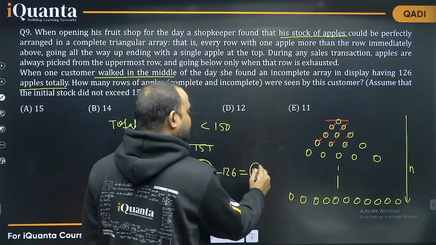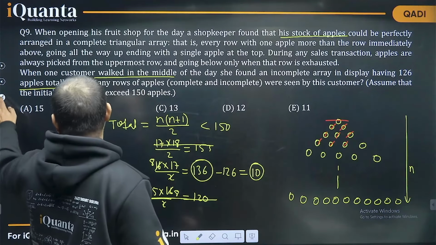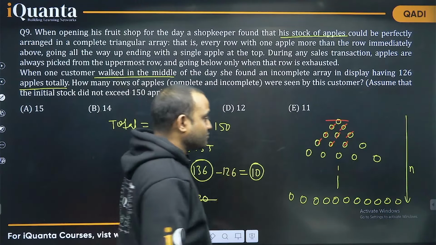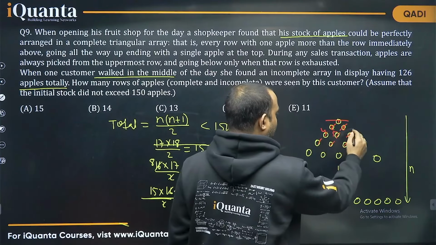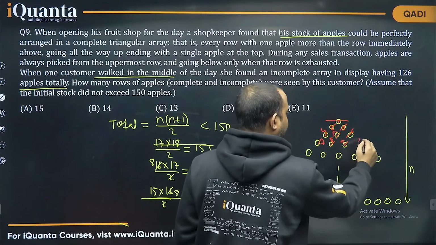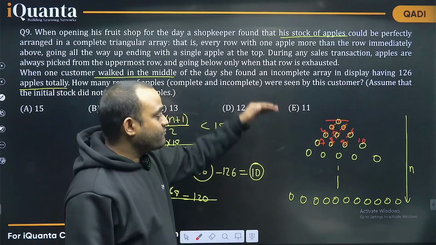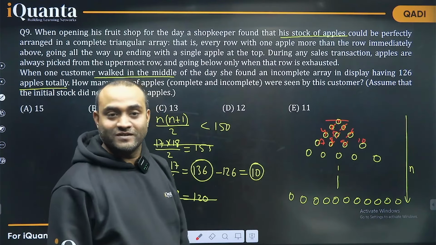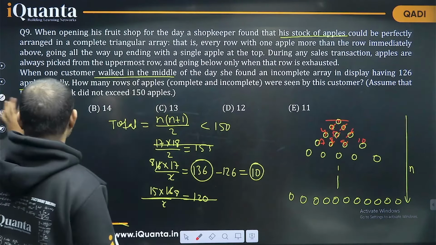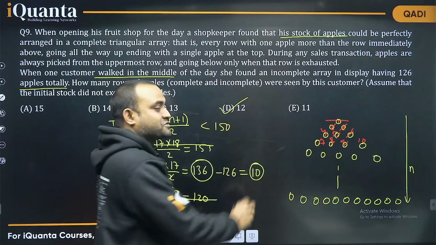So 10 apples were sold. If 10 apples were sold, how many rows from the top will be used? So 1, 2, 3, 4, 5, 6, 7, 8, 9, 10. So top 4 rows were sold, lower 12 rows were left. So the answer for this question is option D.